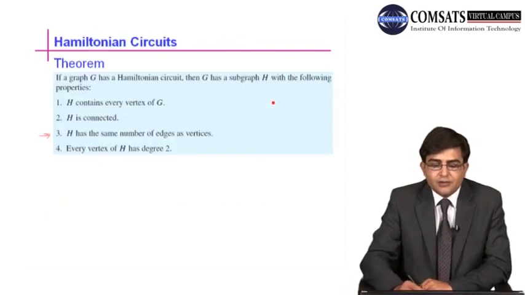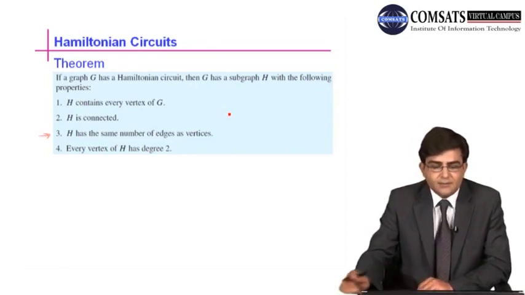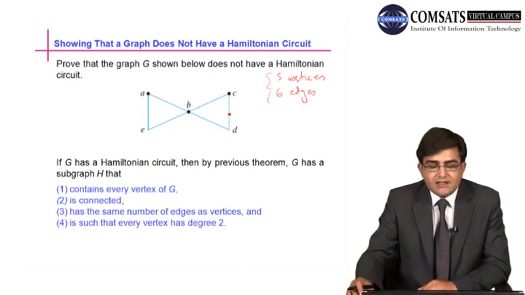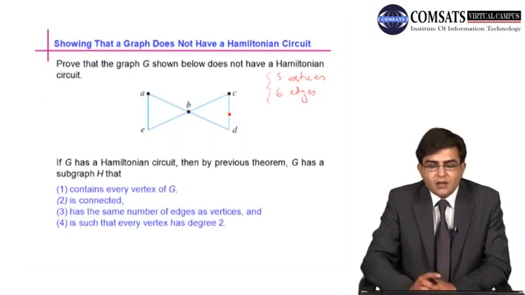The proof of this theorem you can see in the book of Discrete Mathematics written by Susanna. This violates this third condition here. H has the same number of edges as vertices. So there are 5 vertices and 6 edges. So we cannot construct a Hamiltonian circuit in this graph. We check other conditions as well. Here H contains every vertex of G. H is connected. Every vertex of H has degree 2. This is the fourth condition here.